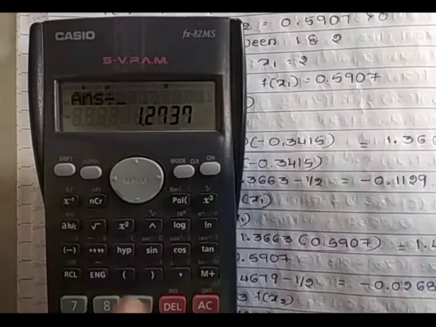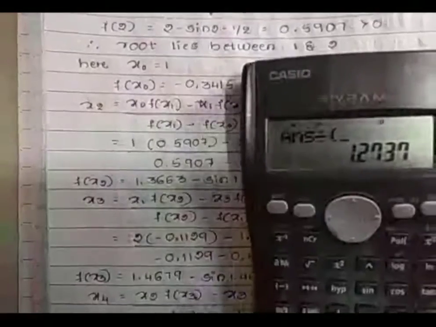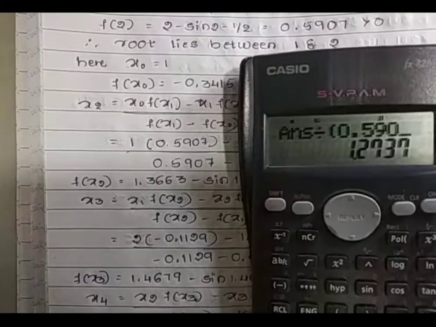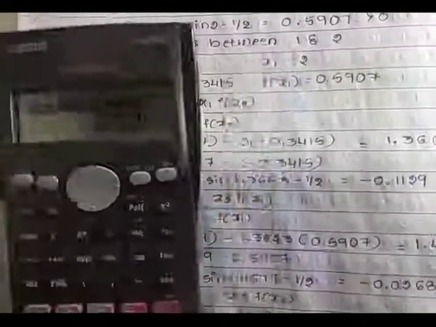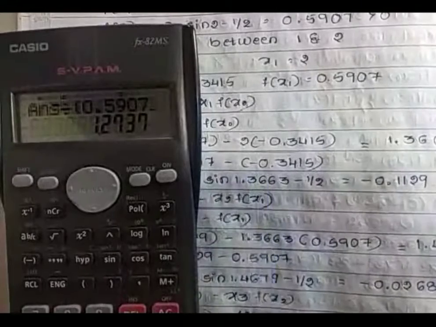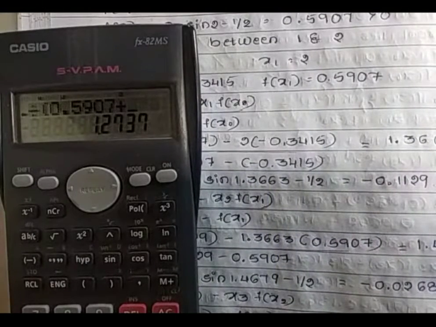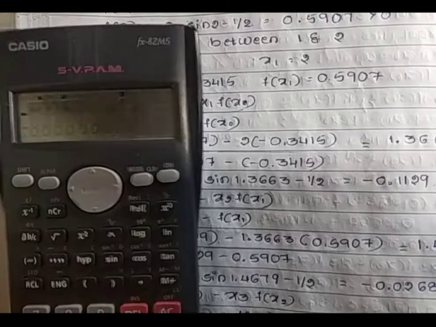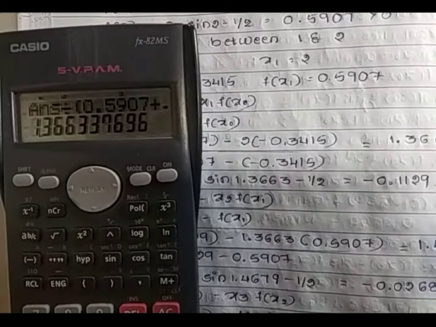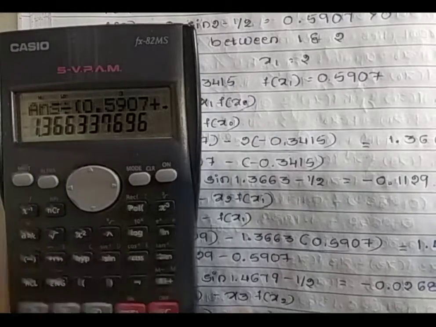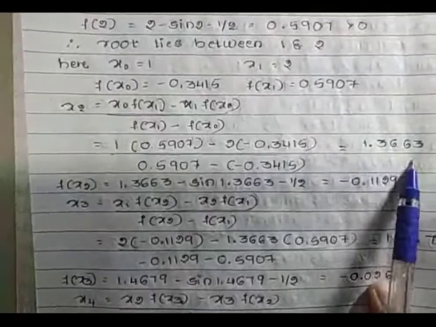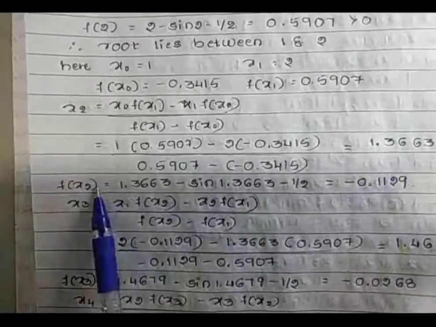Now divide this numerator using 0.5907 minus of minus. See, here we have minus into minus, so minus of minus, this is plus 0.3415. Complete the bracket and then we can observe the answer is 1.3663. So here the x2 answer is 1.3663. So once we calculate x2, go for f of x2.